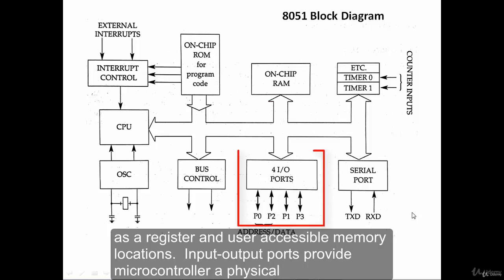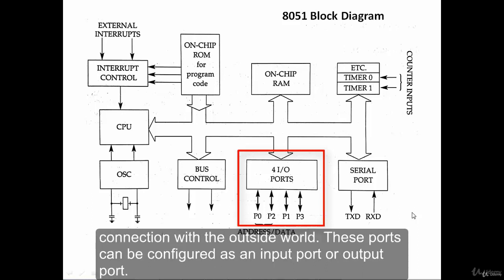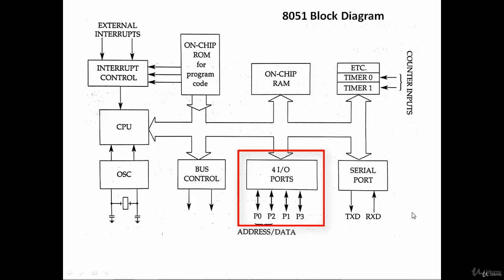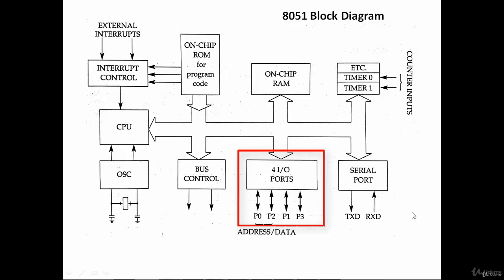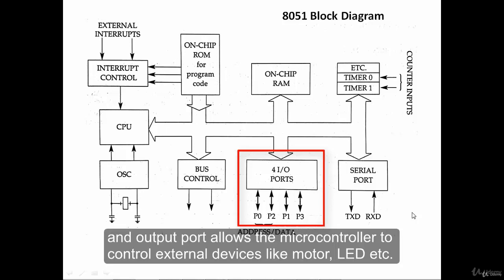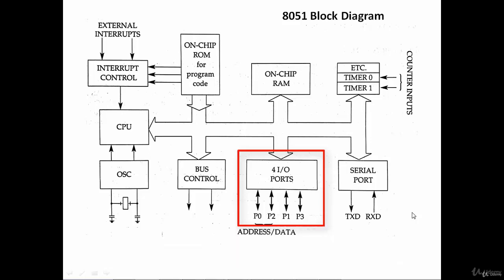IO port, that is, input output port. IO ports provide the microcontroller a physical connection with the outside world. A port can be configured as an input port or output port. An input port provides a gateway for passing data from the outside world to the microcontroller with the help of sensors, and an output port allows the microcontroller to control external devices like motors, LEDs, etc.